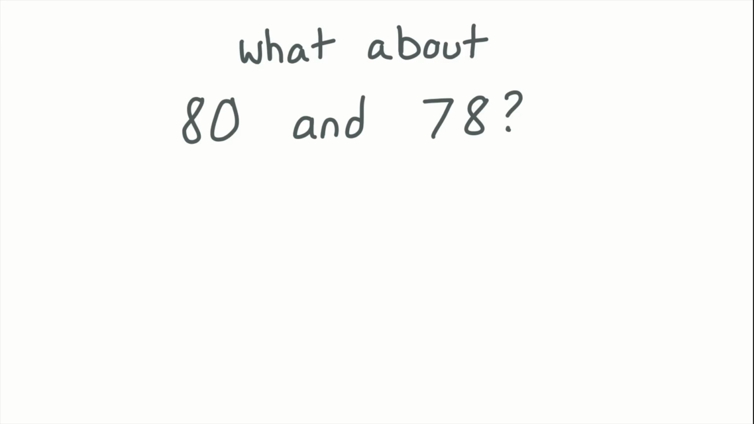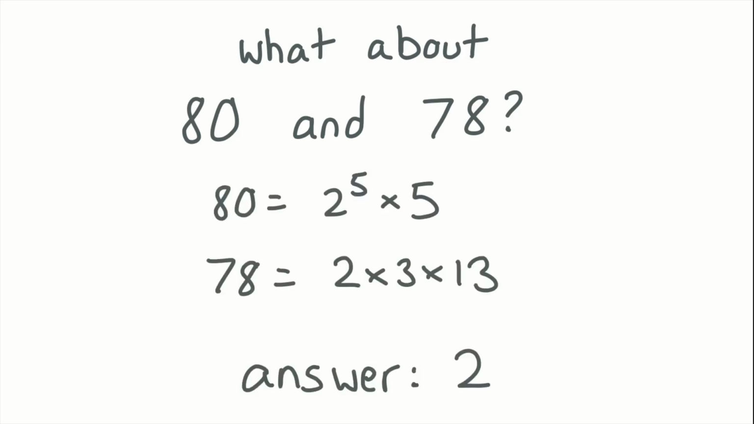Another example of this is 80 and 78. And you could factor them and be like, okay, well, 80 is 2 to the power of 5 times 5, and 78 is 2 times 3 times 13, and the answer is, again, 2, because there's just one 2 in common. But if, for example, we were doing 240 and 78, 240 would be 2 to the power of 5 times 3 times 5, and the greatest common factor would be 6.